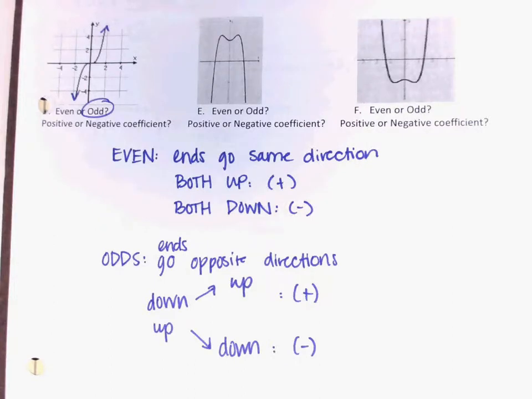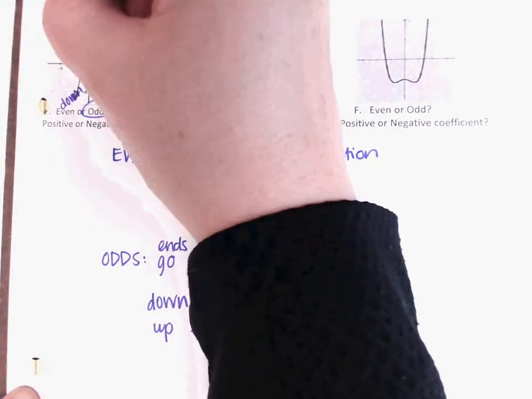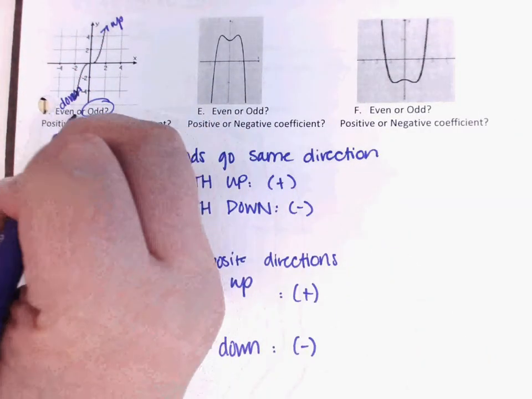Positive. Yeah, so you can think about how does it end. If it ends up, it's positive. So it goes from down to up. Oh, you were on the top row. I got you. My bad. Okay, so that would be positive.